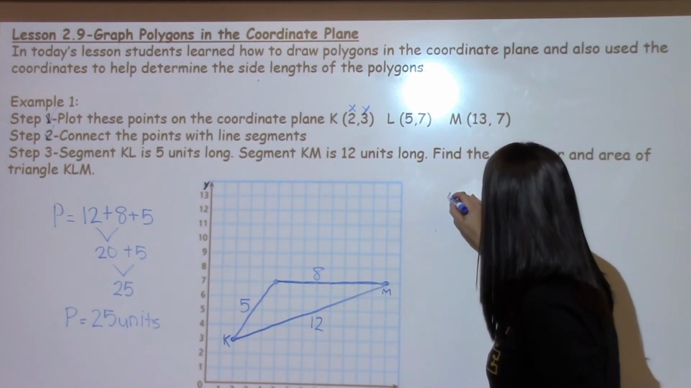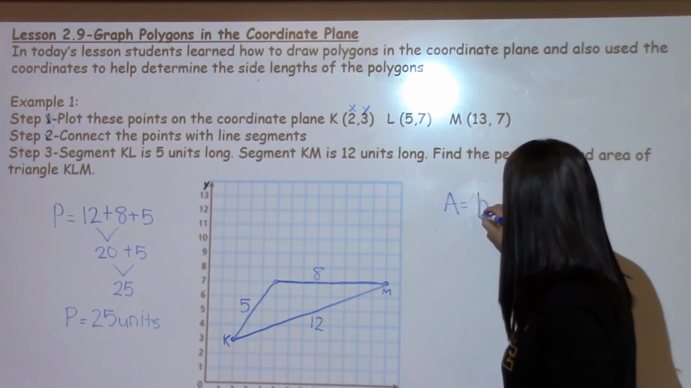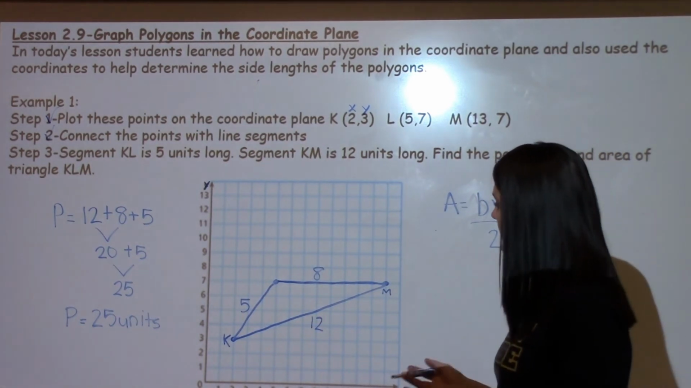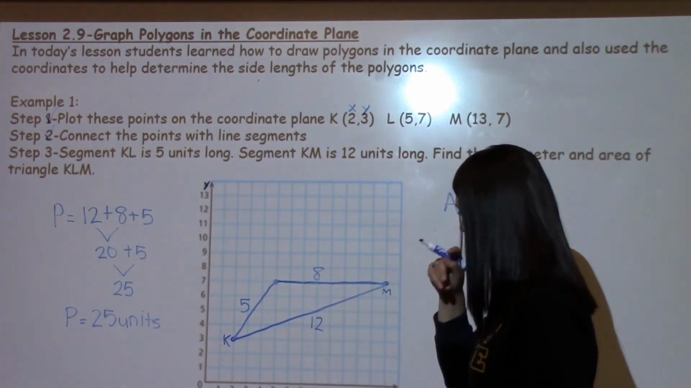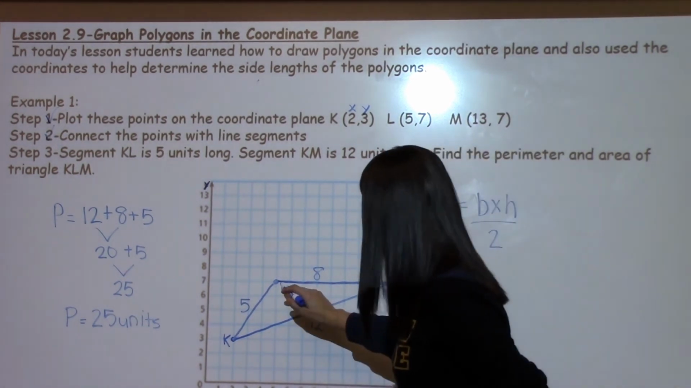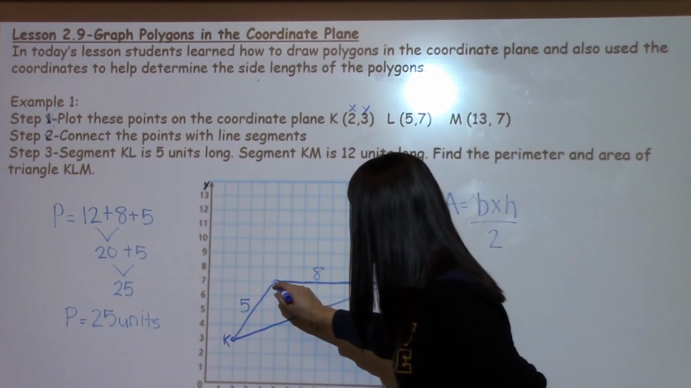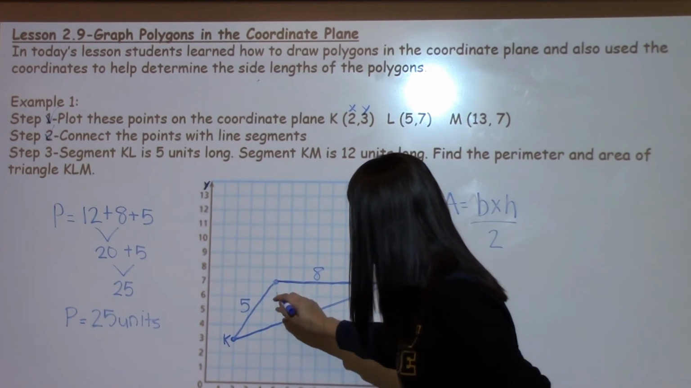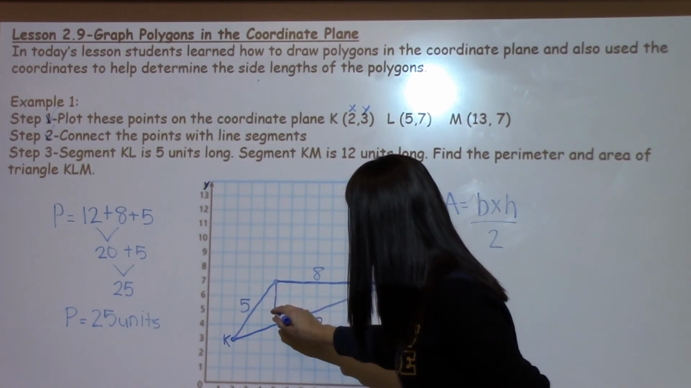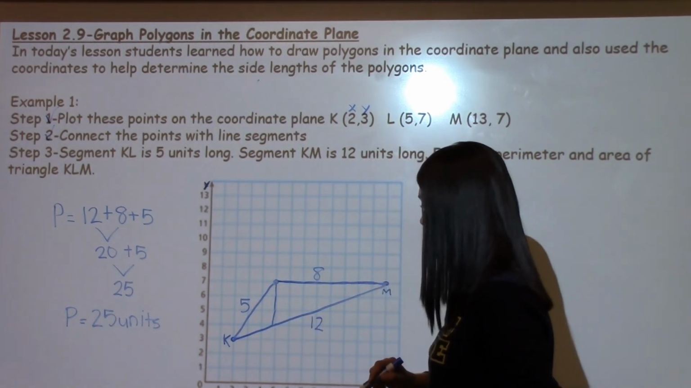So I know that my formula for finding the area of a triangle is base times height divided by 2. I look and I know that I've got all of my sides covered, but I don't have my height. So I want to stop and figure that out first. I know that my height goes from one tip of my triangle to another. So I'm looking for 1, 2, 3 units as my height.